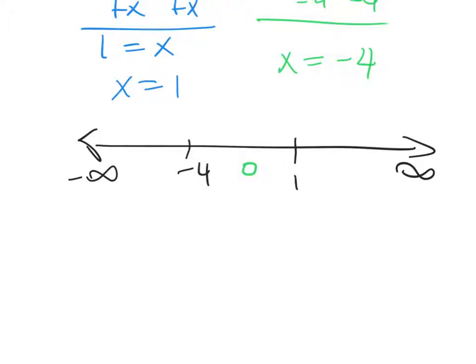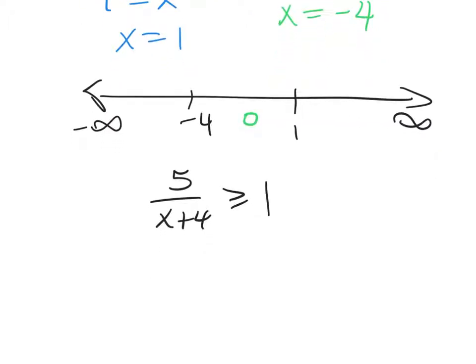My original problem again is 5 over x plus 4 greater than or equal to 1. I'm plugging in 0. So 0 plus 4, it's just going to become 5 over 4. Is 5 over 4 greater than or equal to 1? Yes, it is. So the middle where the 0 was located gets a check. The 2 sections on either side get the x. And then you write the answer the same way.